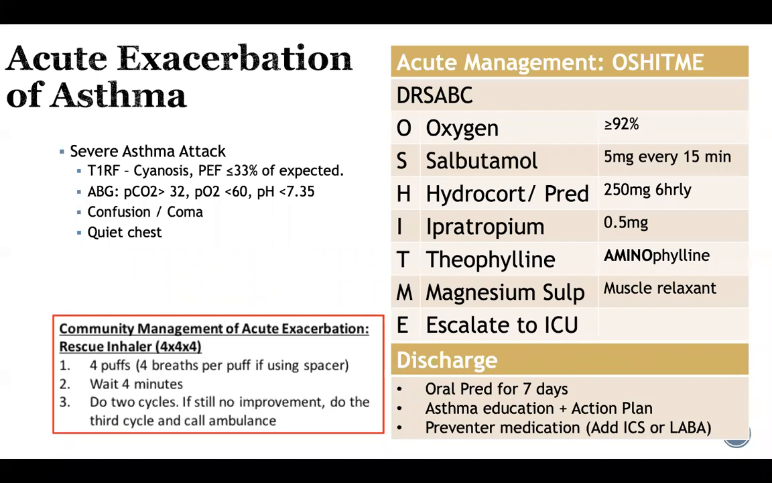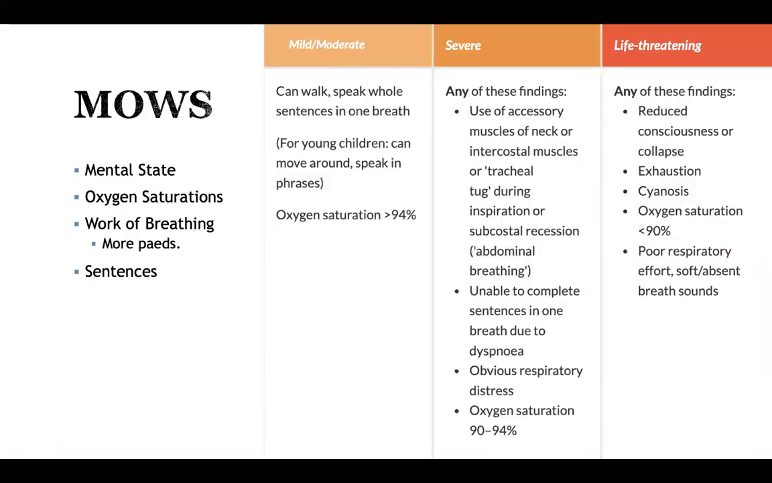Because our OSCE last year was, dude comes in, he's being wheezy, show him how to use a puffer and take his asthma history. In terms of assessing an acute exacerbation of asthma, you just want to divide into mild, severe, or life-threatening. And the mnemonic is MOS.